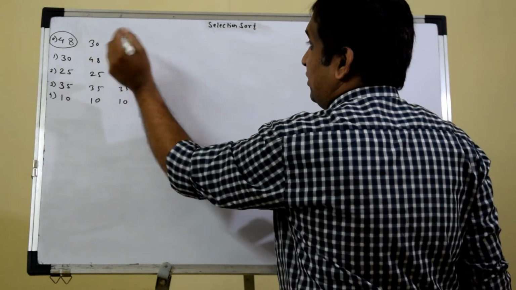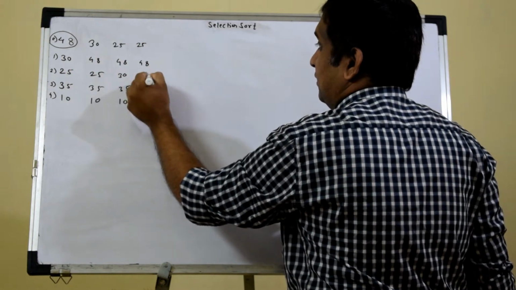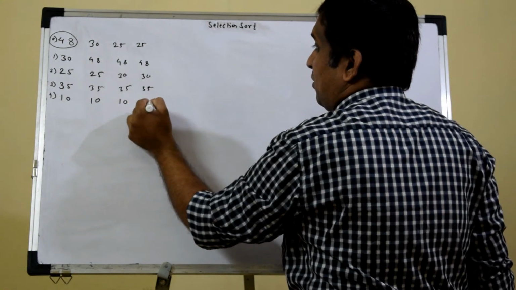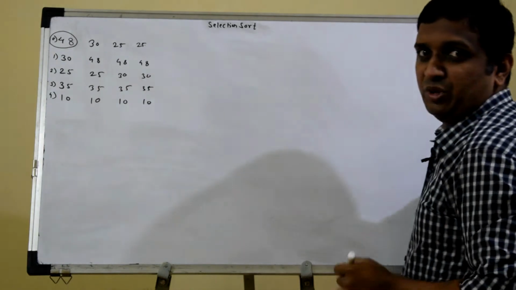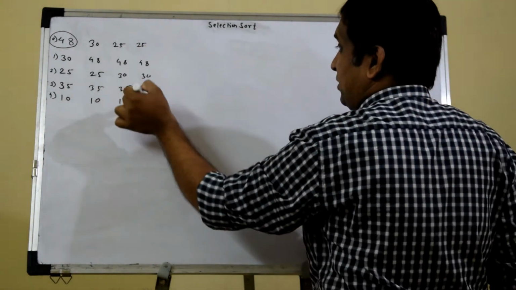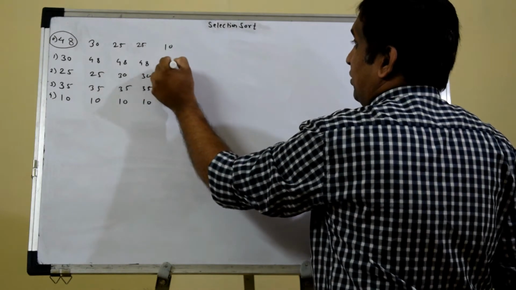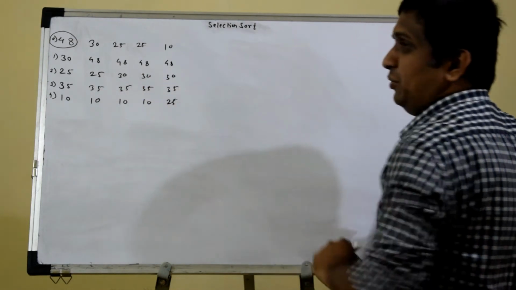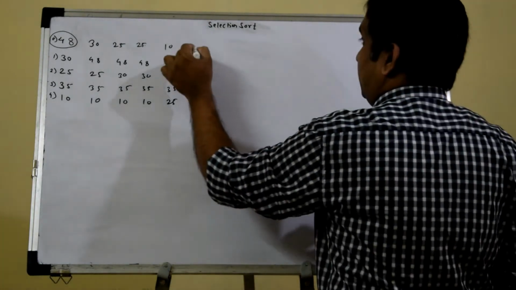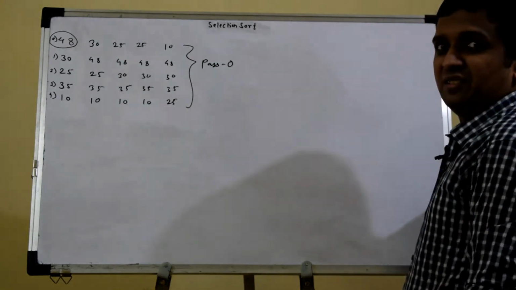So after the previous comparison, the elements are as they are, and now I will compare 25 with 10, 0th position element with 4th position element. Now 0th position element is greater than 4th position element, so I will swap. So 10 will come here, then 48, then 30, then 35 and then 25. So this process is now over, and it is called a pass. I will number it as pass 0.